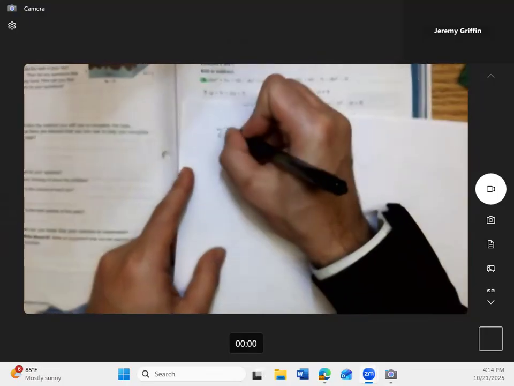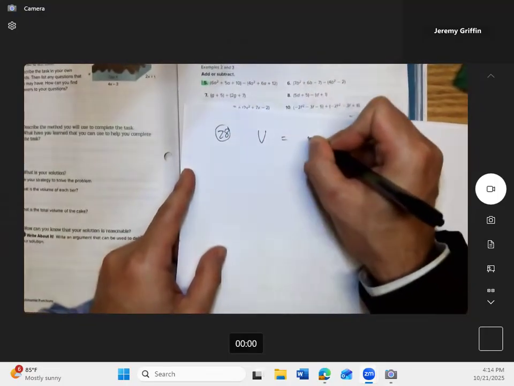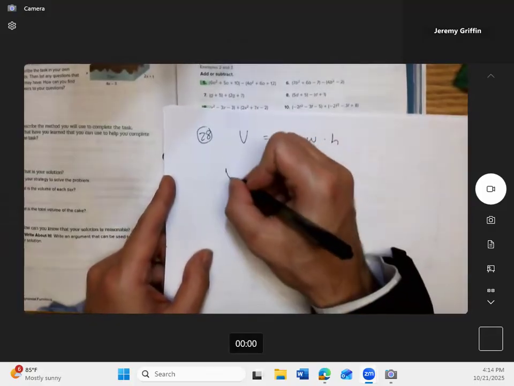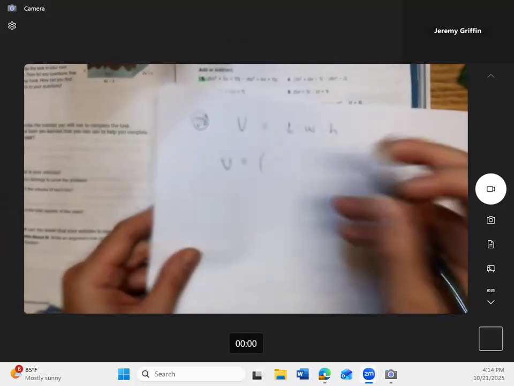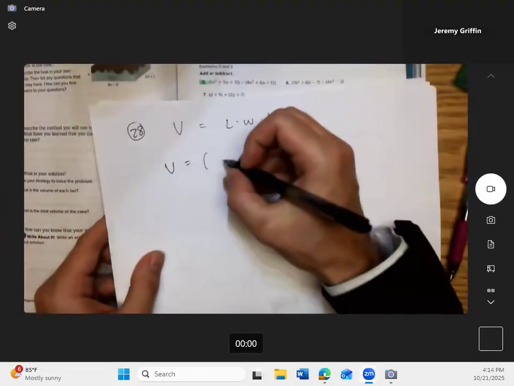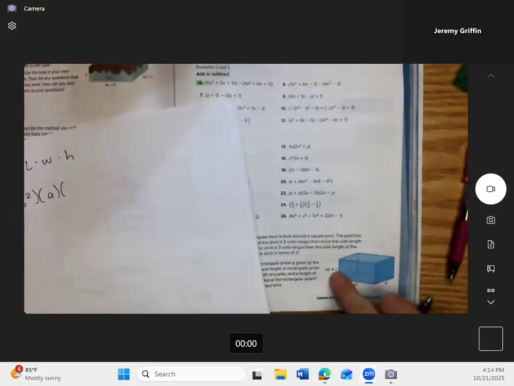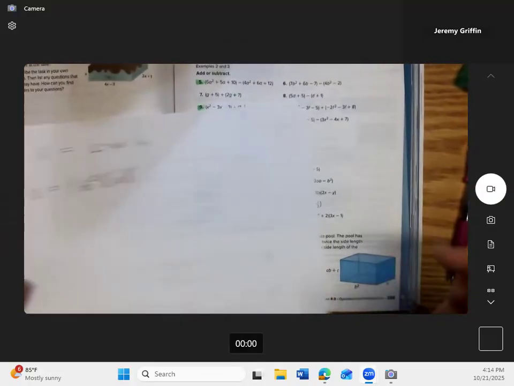Well, I know volume equals length times width times height. So the volume equals, where length goes, I'll put b squared. Where width goes, I'll put a. Where height goes, I'll put ab plus c.